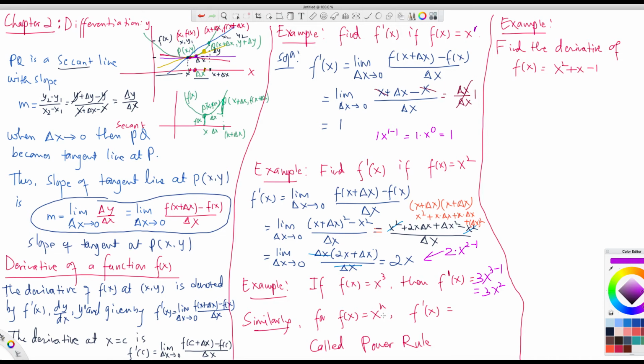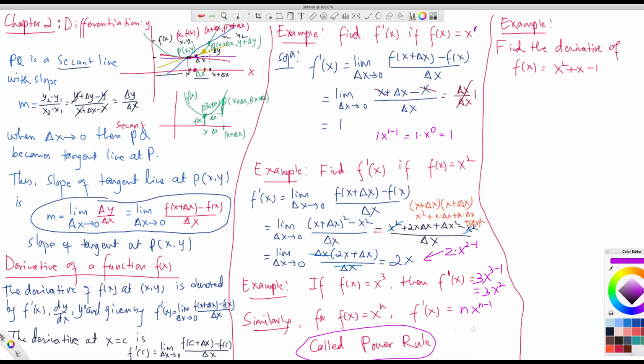Okay, how about x to the n? For any exponent n, the derivative will look like this: n x to the n minus 1. That is the derivative of x to the n. We call this the power rule. So basically you can write exactly the same thing.